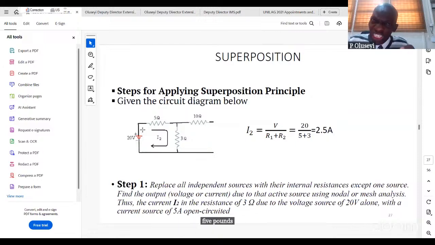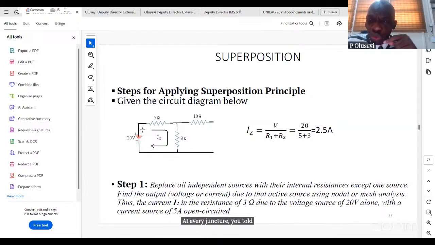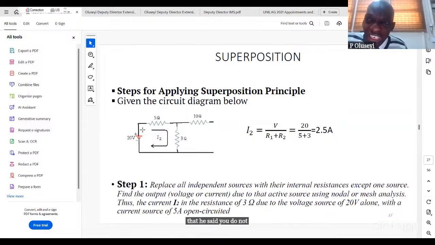I don't know whether anybody understands why this person is asking this question. He wants to know that at every junction, you told us that current must flow to the 2 sides. But now, because we are dealing with the superposition theorem, no current flows once you have an open circuit, because the circuit does not form a complete cycle. Circuit is from the word cycle. You must be able to go around it. But in this case, you can't go around it. So it's more or less not contributing anything in this perspective.